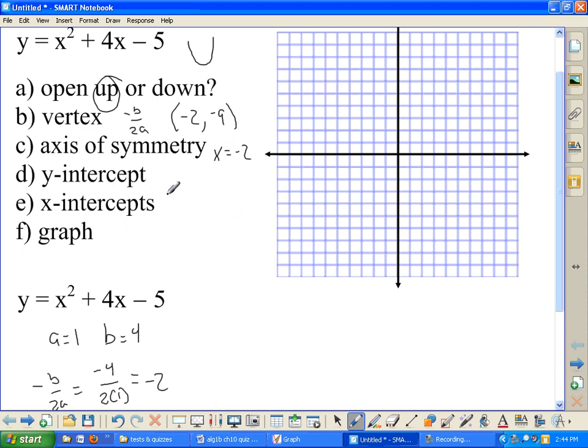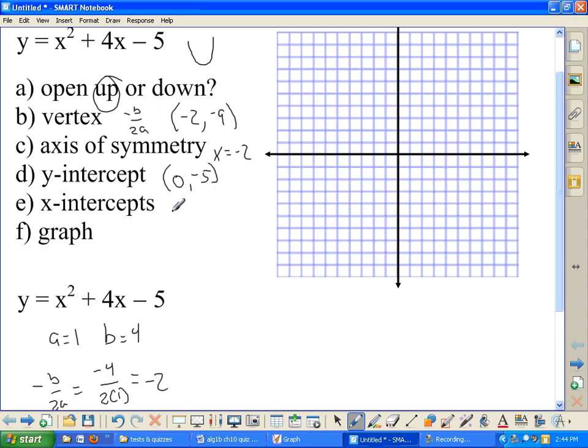The y-intercept is also pretty easy because the y-intercept, where it passes through the y-axis, every point on the y-axis has an x-coordinate of 0. So that means if we plug 0 in for x here and here, the y value we're left with is negative 5. So the y-intercept is at 0, negative 5. And that value of c right there is always going to be your y-intercept value.